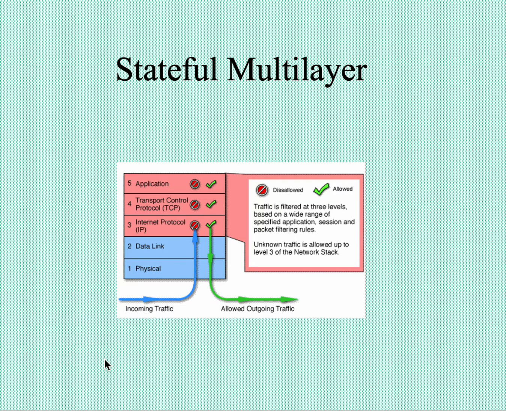Now, this is the depiction of how a stateful multi-layer firewall works. They have layers: the physical data link, internet protocol, transfer control protocol, and the application. The traffic is filtered at all levels in this case, based on a wide range of specified application, session, and packet filtering rules. Unknown traffic in this case is allowed up to level 3 of the network stack.